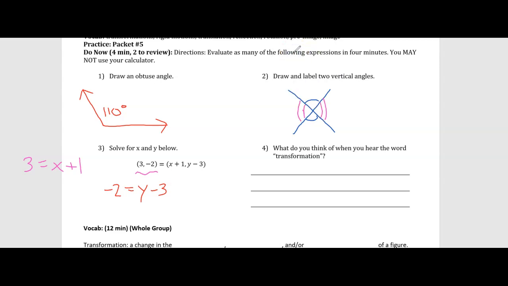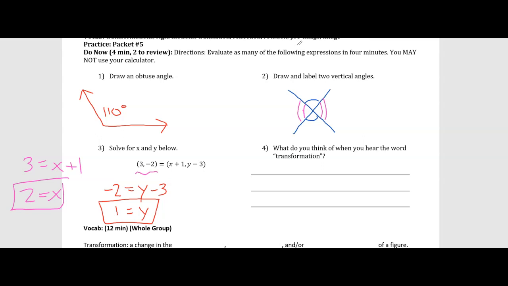So I solve this, I get x is equal to 2. And I solve my other equation, I get y is equal to 1. Now again, that's not what the coordinate is, that's just what the x and y value in our equation is. The x coordinates for both points are 3. The y coordinates for both points are negative 2.